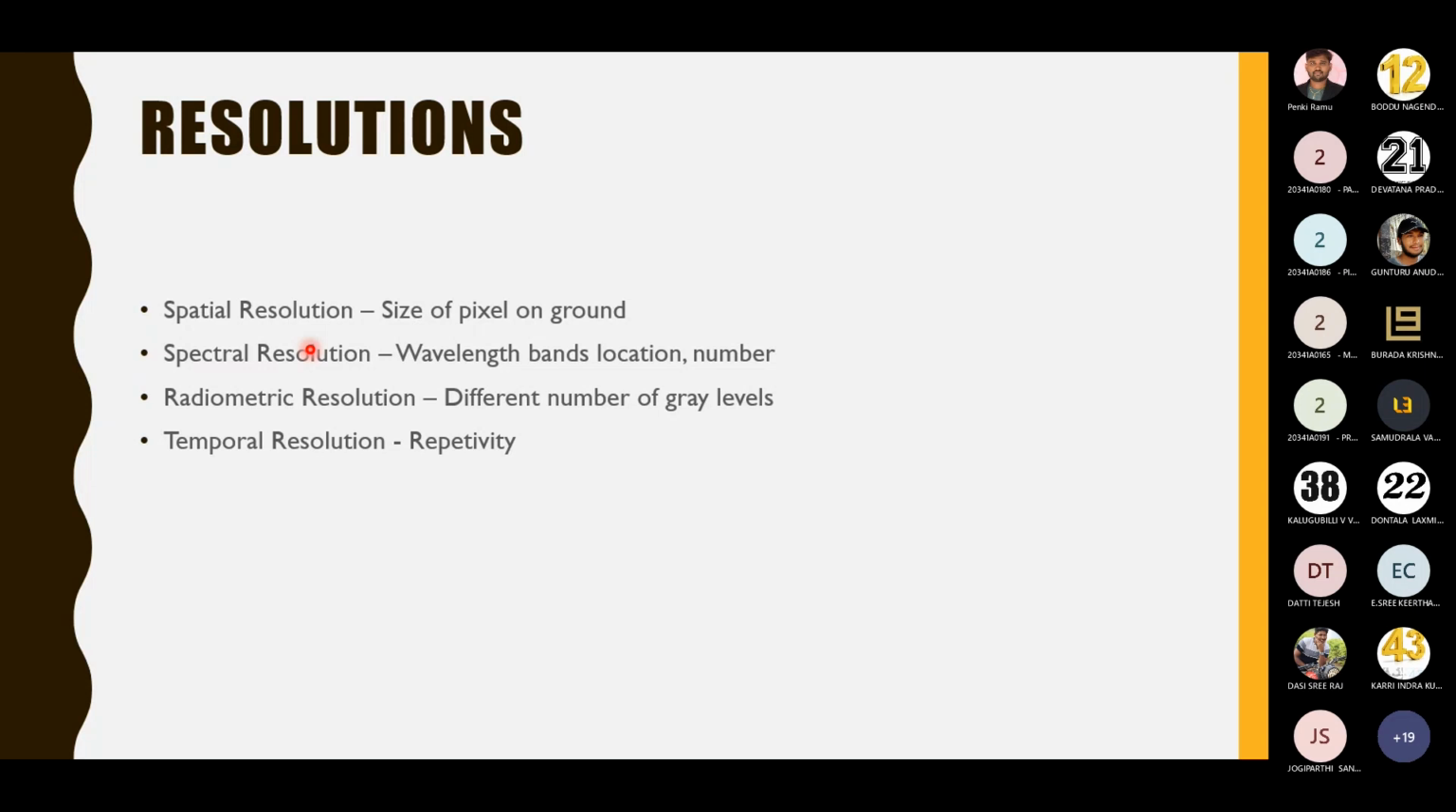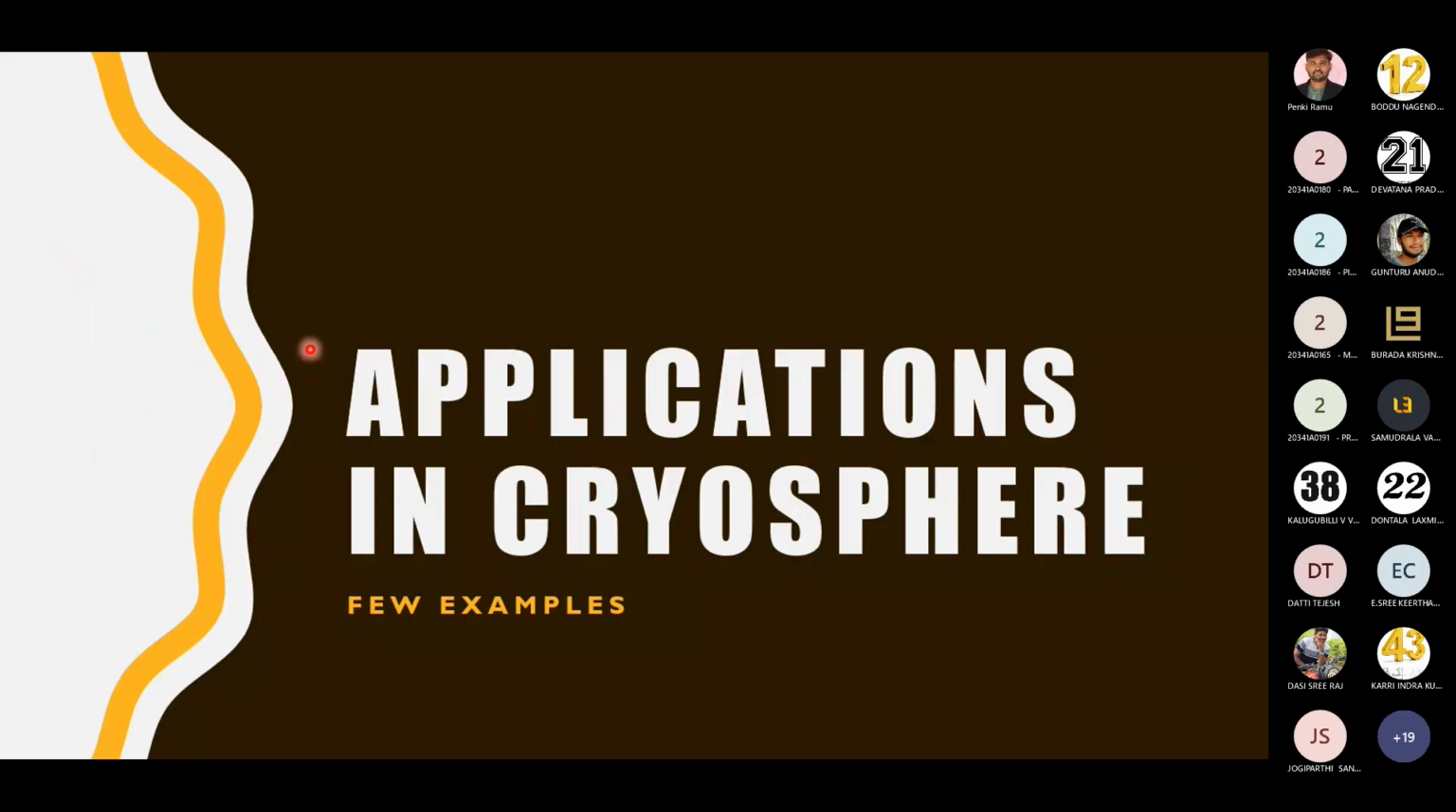And then radiometric resolution: how many energy levels the quantified energy will get resolved into. The number of different gray levels the energy will be resolved into is termed as radiometric resolution. And temporal resolution is nothing but repeatability. After how many days the sensor will observe the same area under the same geometrical conditions, that is termed as temporal resolution.